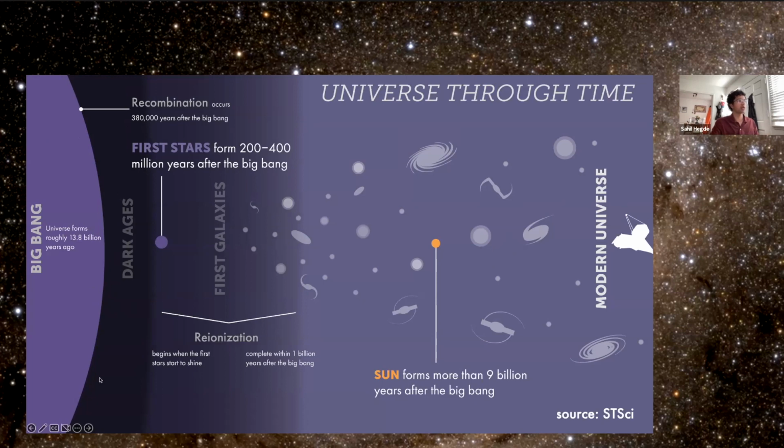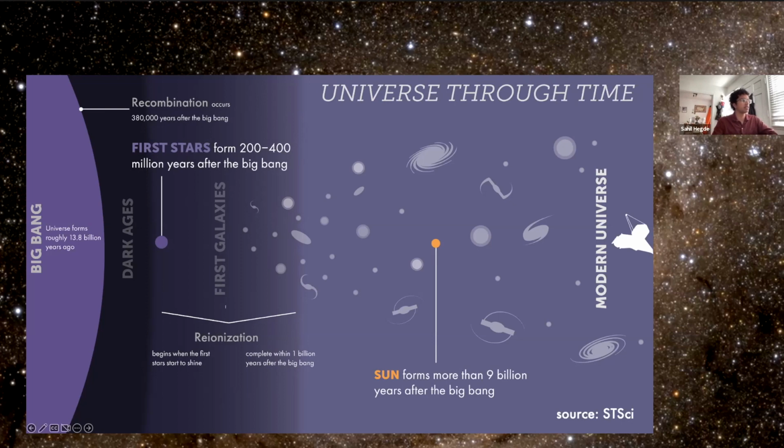Then we have a period of time where there is no structure. There are no stars, there are no galaxies, there's nothing in the universe. It's just hydrogen everywhere. And so for that period of time, the universe is effectively dark. Then 200 to 400 million years after the Big Bang, the first stars form. And once they form, we have cosmic dawn. There's light in the universe.